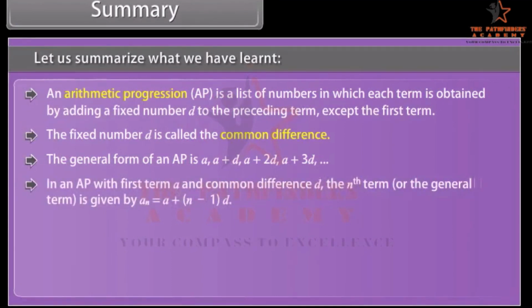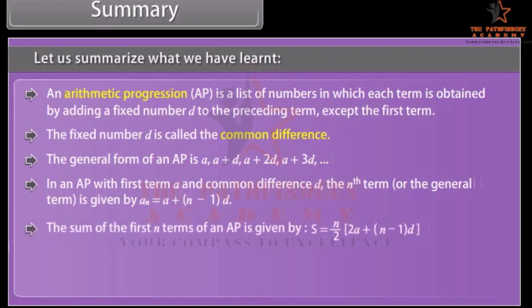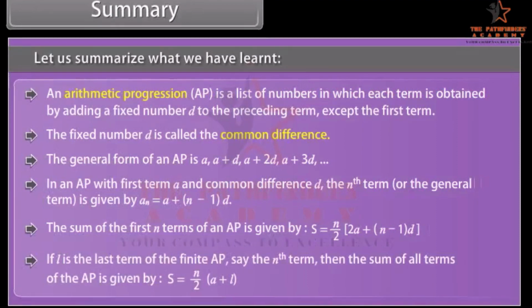In an AP with first term a and common difference d, the nth term or the general term is given by an is equal to a plus n minus 1 into d. The sum of the first n terms of an AP is given by S is equal to n upon 2 into 2a plus n minus 1 into d. If L is the last term of the finite AP, say the nth term, then the sum of all terms of the AP is given by S is equal to n upon 2 into a plus L.